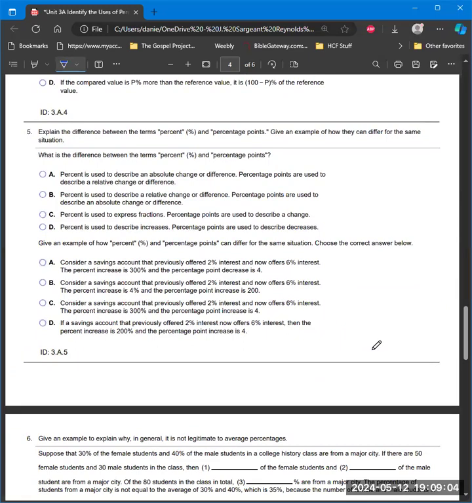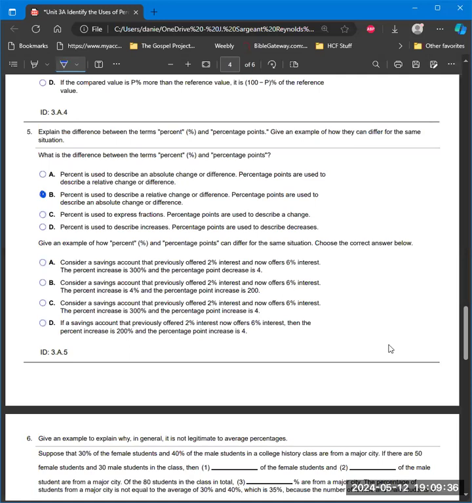Explain the difference between the terms percent and percentage points and give examples of how they can differ for the same situation. So what is the difference between the terms percent and percentage points? Percent is used to describe a relative change or difference. Percentage points are used to describe an absolute change or difference.